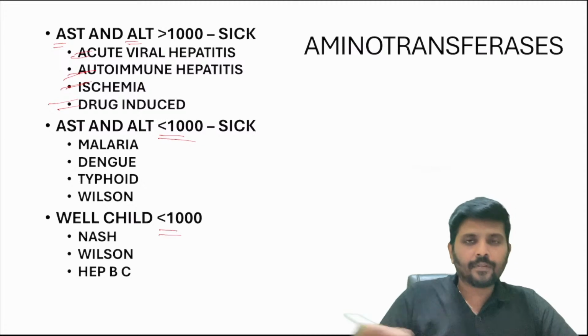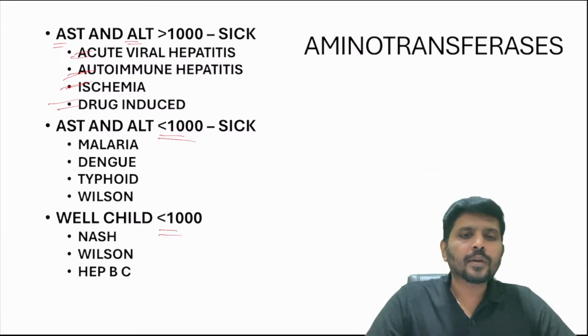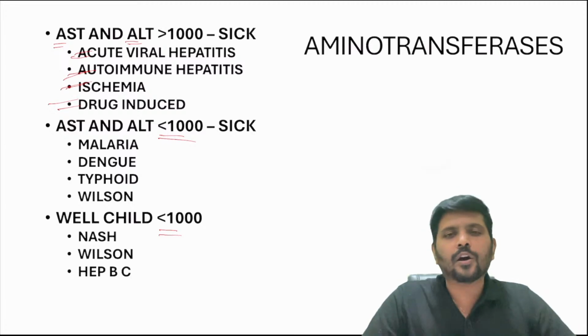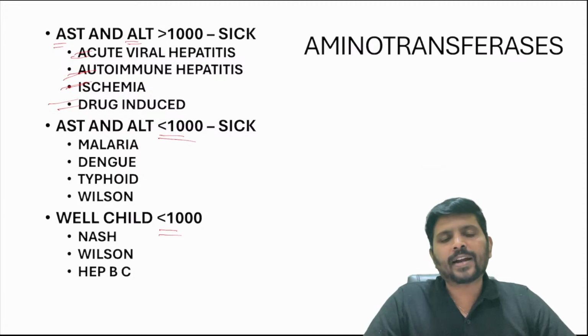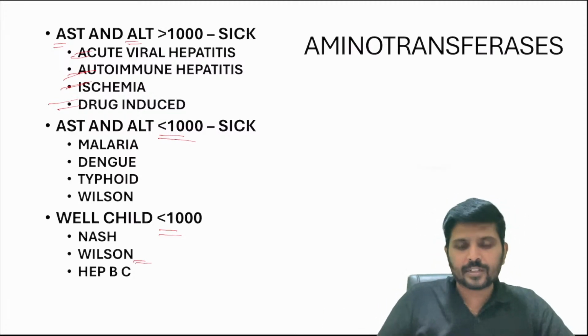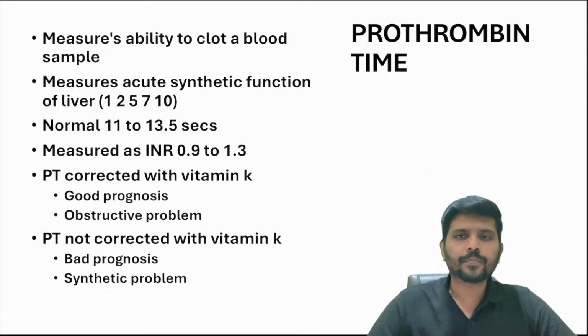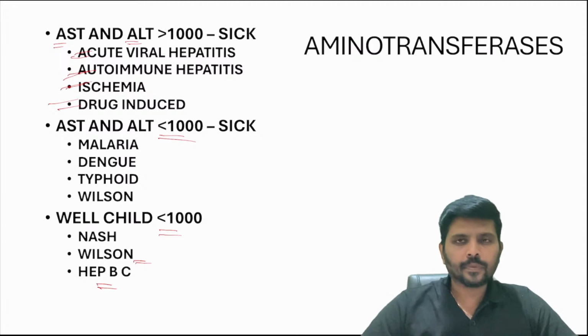When the child is not sick and it is less than 1000, it can be due to non-alcoholic fatty acid deposition, non-alcoholic fatty steatohepatitis, or it can be due to chronic Wilson, or it can be due to chronic hepatitis B or C. This is with respect to SGOT and SGPT.